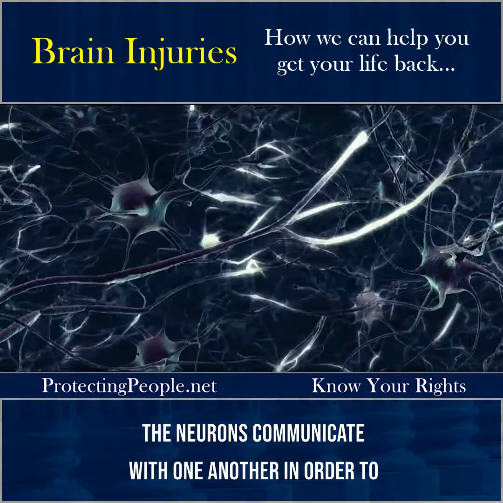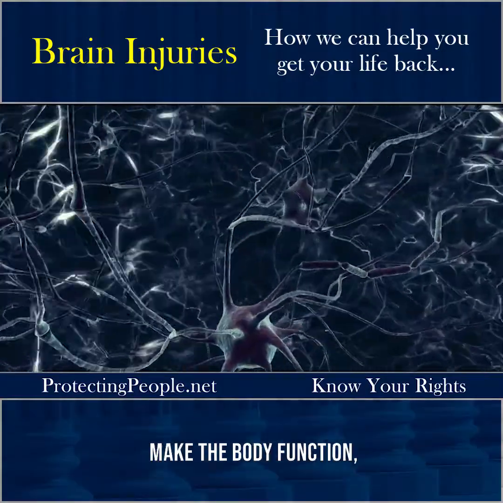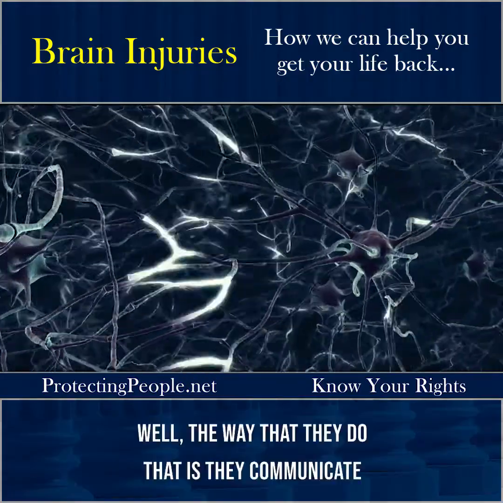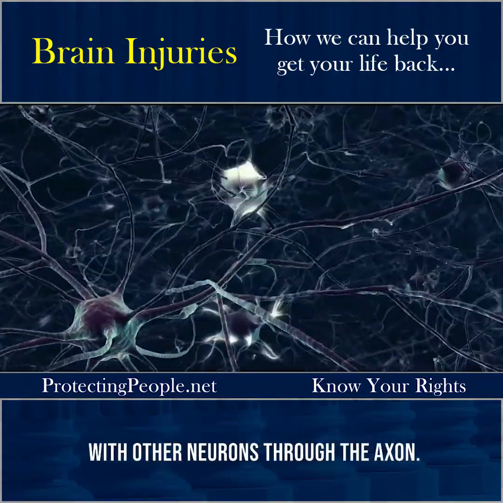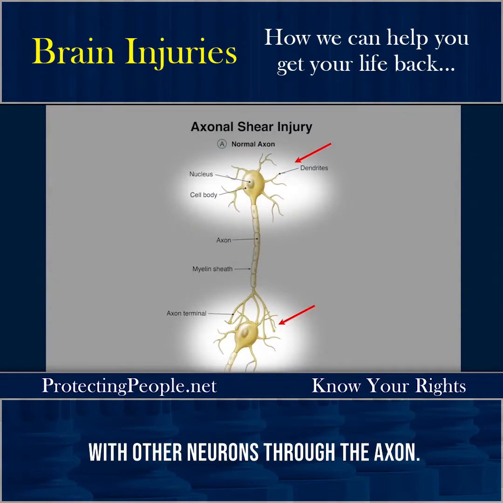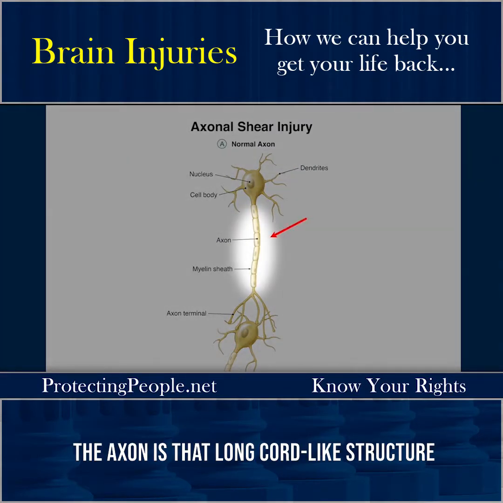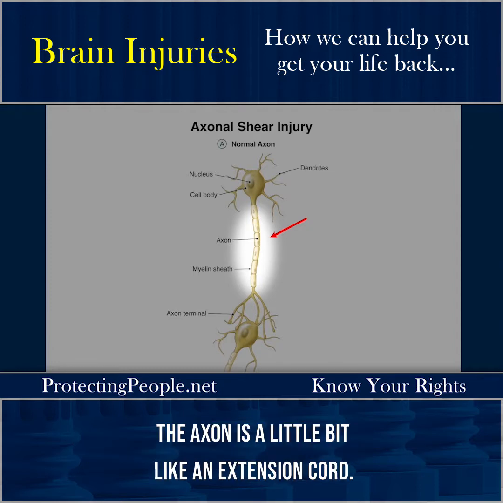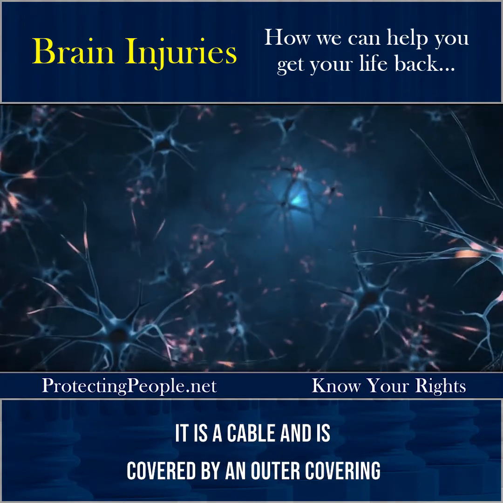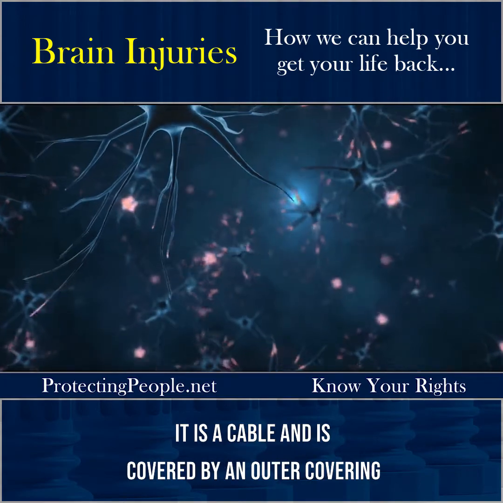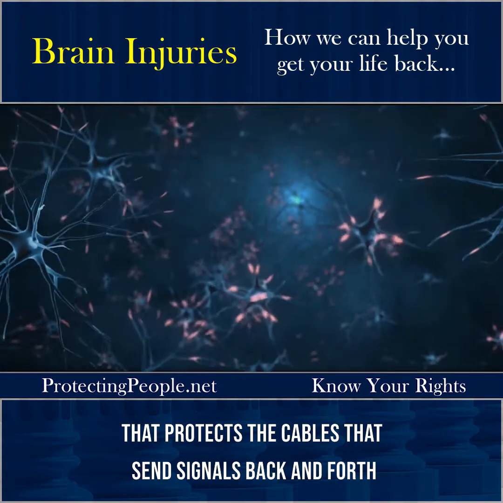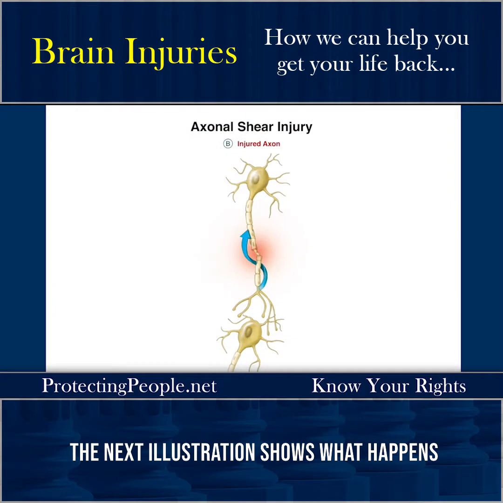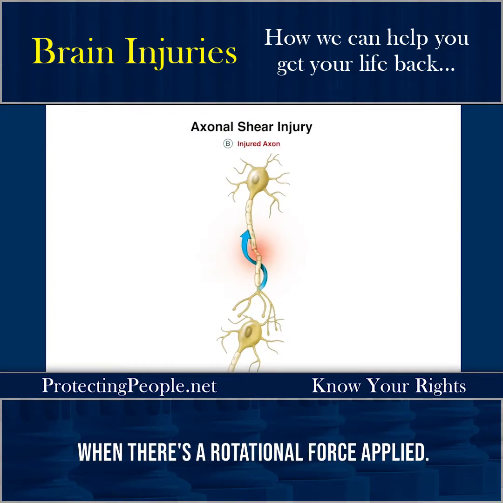The neurons communicate with one another in order to make the body function and to send signals throughout the body. Well, the way that they do that is they communicate with other neurons through the axon. The axon is that long cord-like structure between the two neurons. The axon is a little bit like an extension cord. It is a cable and is covered by an outer covering that protects the cables that send signals back and forth between the neurons.